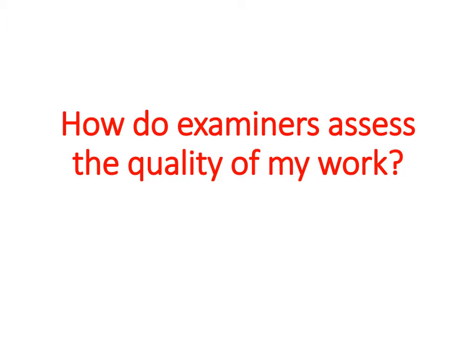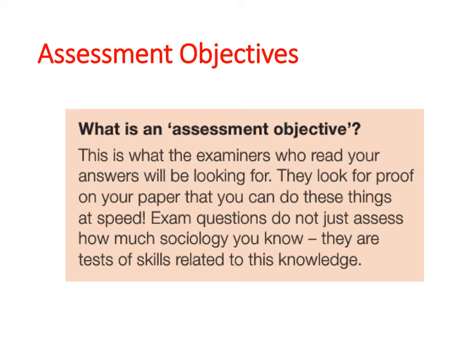Now, with any exam in any subject, it's always really important to understand the success criteria. So a key question that I want to look at first of all is this one: how do examiners assess the quality of your work? Examiners evaluate the quality of your written work using assessment objectives. And all this refers to is what the examiners who read your answers will actually be looking for. And in A-Level Sociology, there are 3 assessment objectives that examiners are looking for when they read your answers.